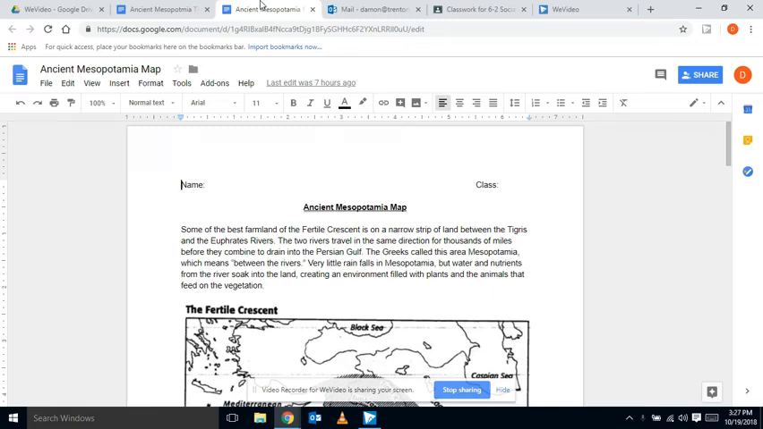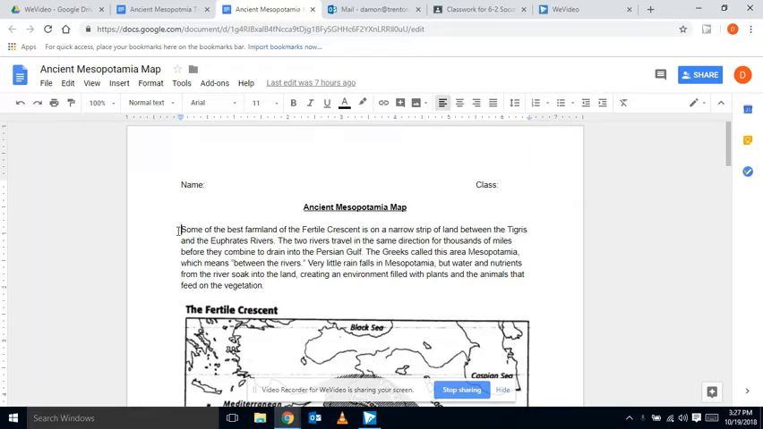The first thing you do when you look at a map is to see if there's anything written about it. In this case, we look at the paragraph over here. We look at the paragraph first because this can give us some background as to what the map is about.